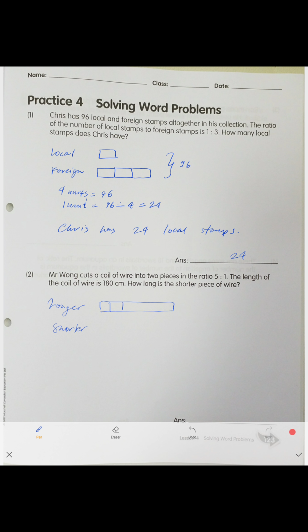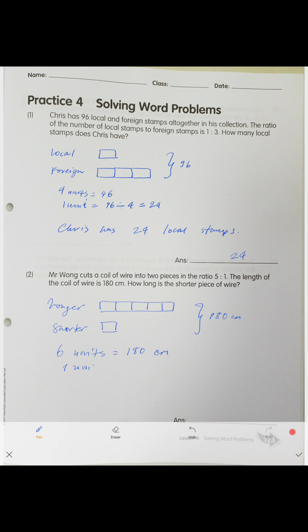And the shorter is, like this, 1, 2, 3, 4, 5, right? And the shorter is just 1 unit, alright? And altogether, we know that the wire is 180 centimeters. Alright, that's it. Clearly, 6 units is 180 centimeters.